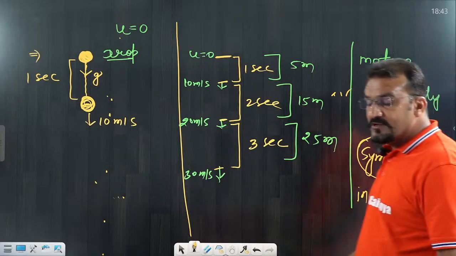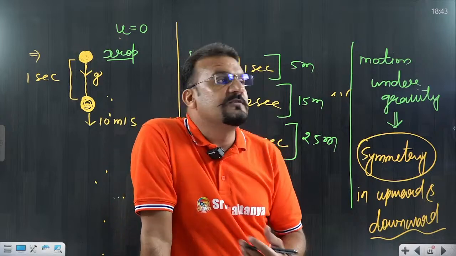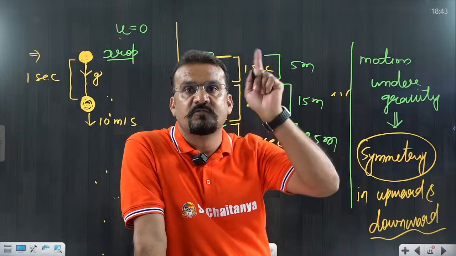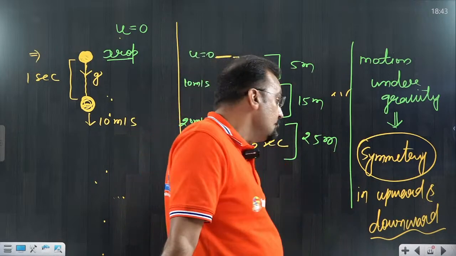What is that? We were talking about symmetry. See, how much energy I am going to put in this topic. Why? Because this is an important one. Symmetry means upward and downward symmetry. The body is going up and down. Let's take one example to clear this concept.